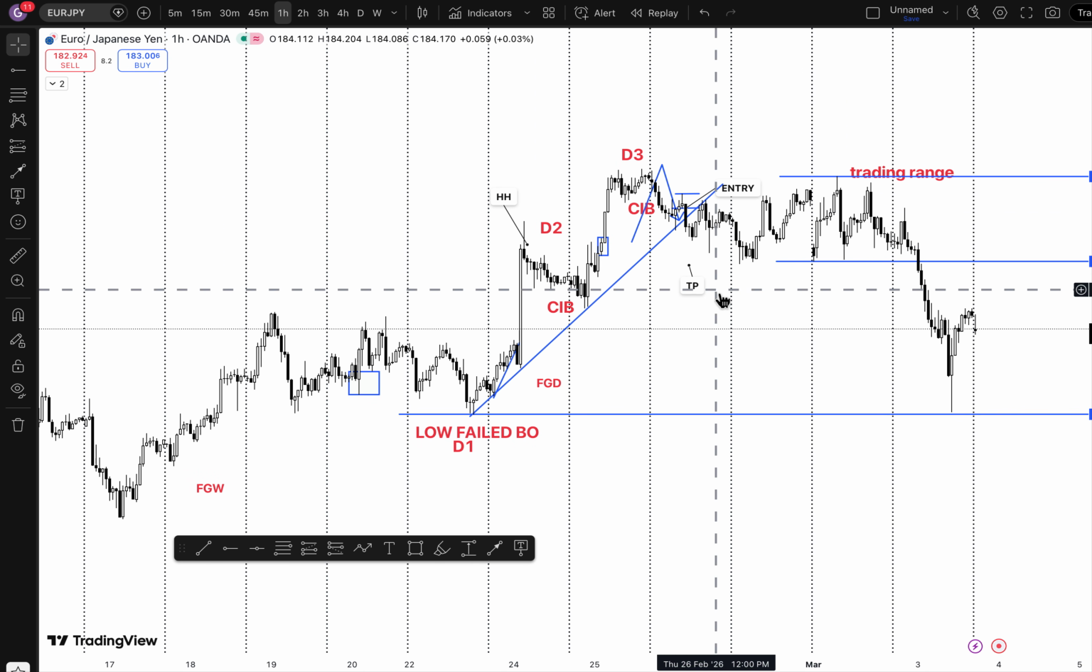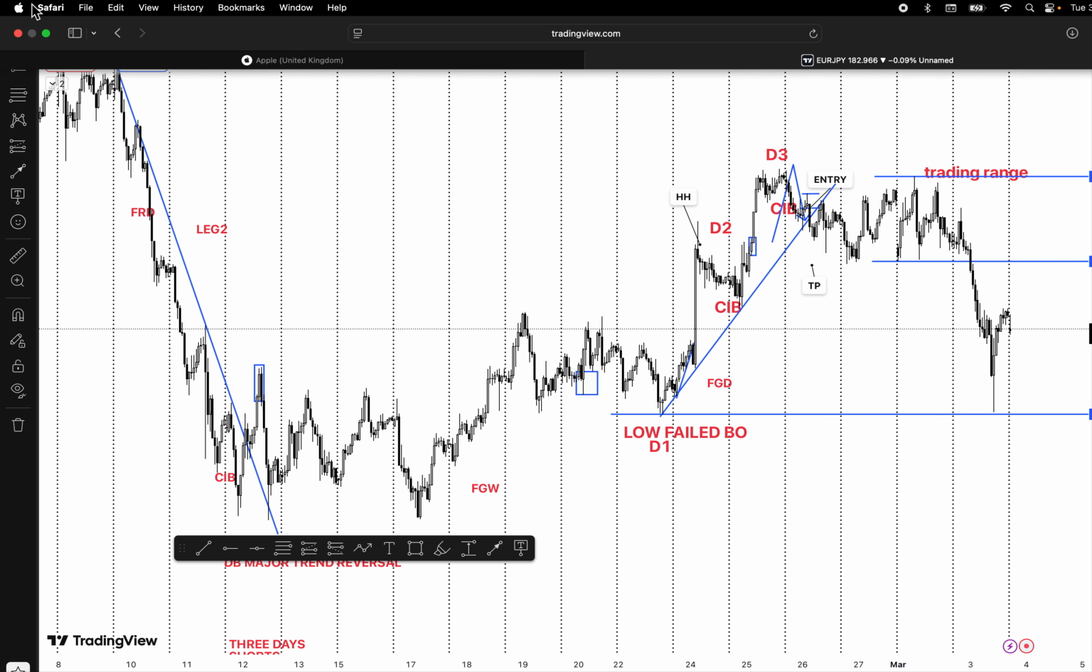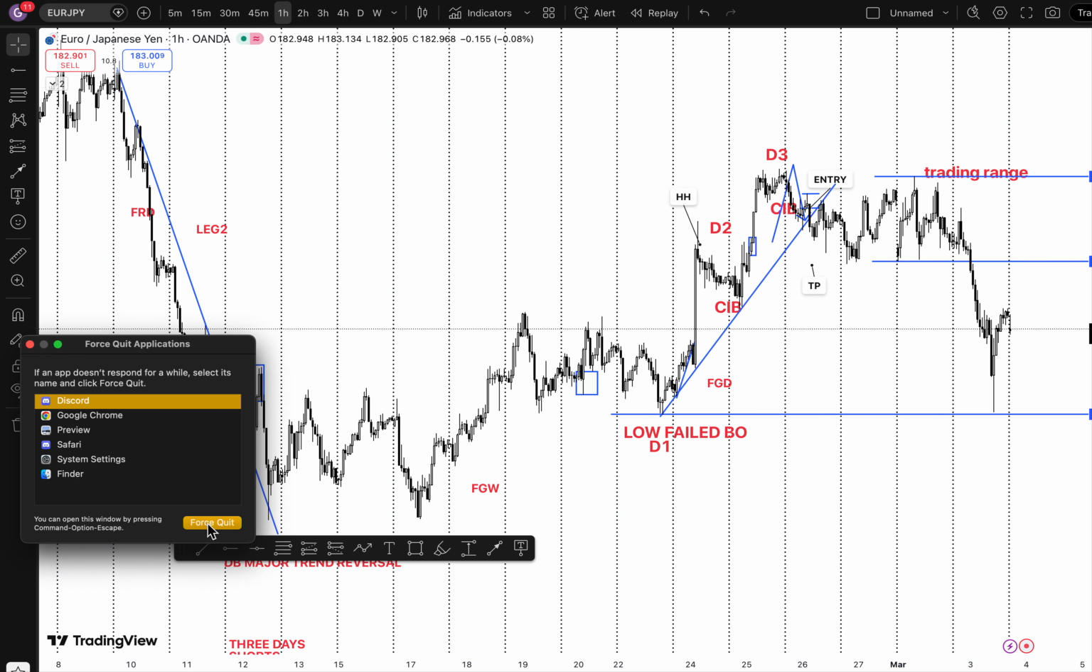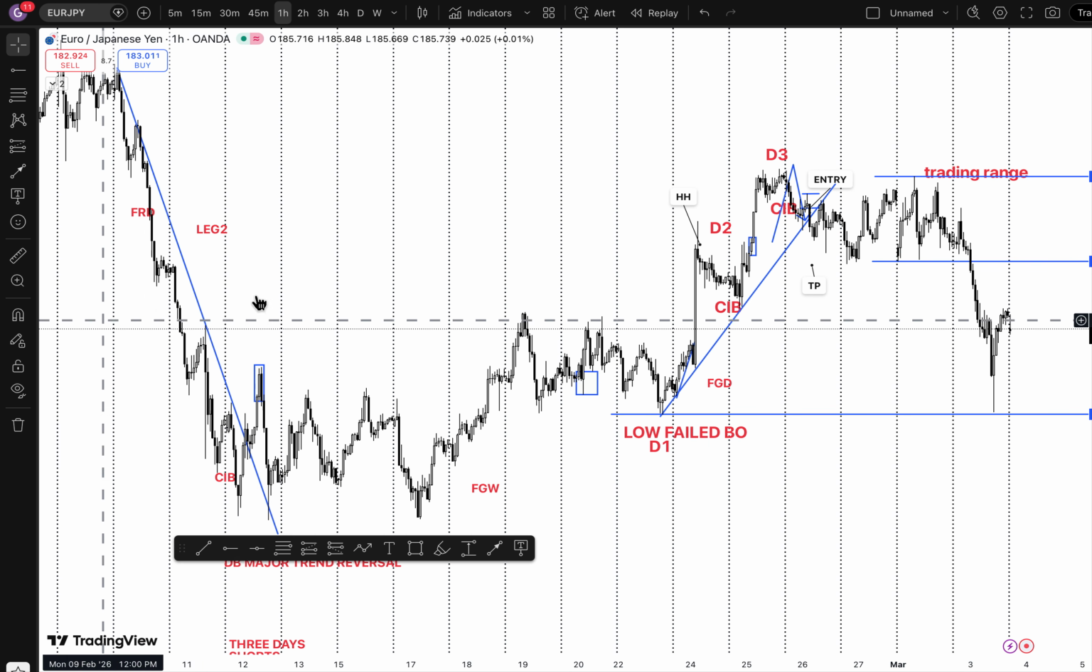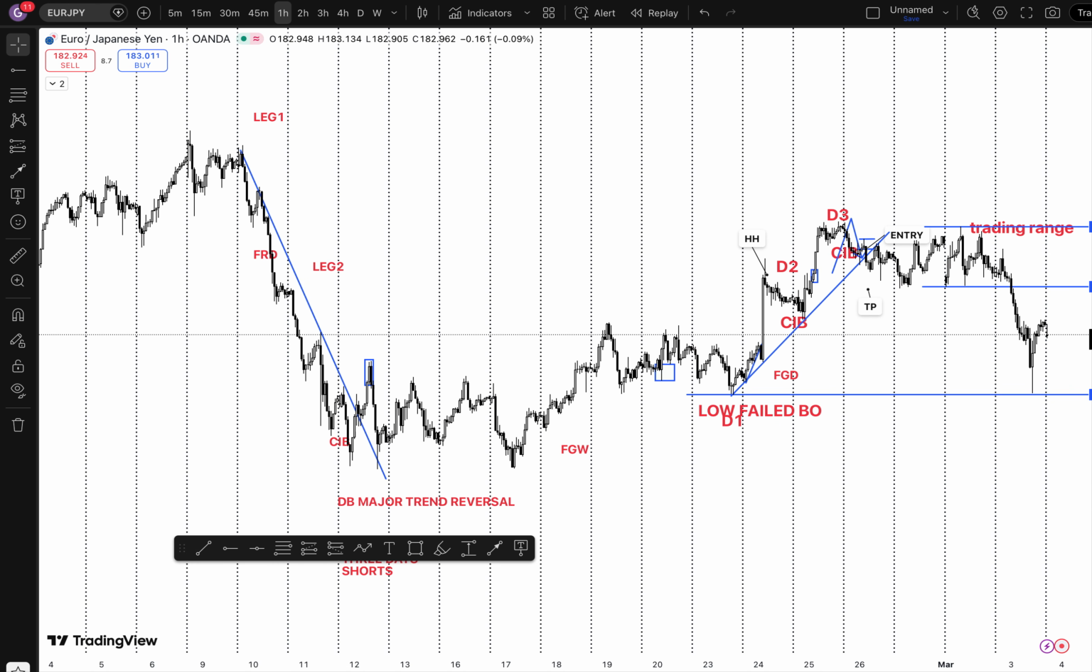Now on this chart Euro JPY, I will be doing a short, very fast example on how to count. I want you all to pay very much attention because this video will be very informative. I want you guys to see how we count, okay? Because by counting we can get our legs, we can then get our 3-day setups and 3 days of shorts.